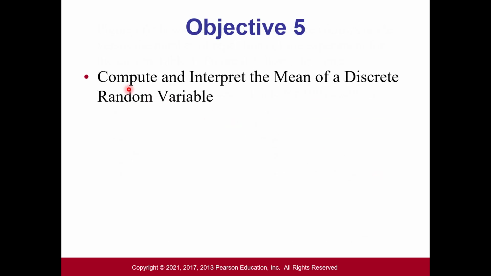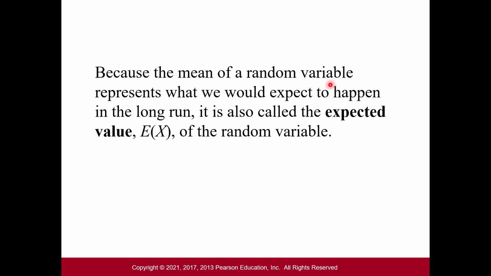So next objective: let's compute and interpret the mean of a discrete random variable. Because the mean of a random variable represents what we would expect to happen in the long run, if we keep repeating an experiment, it's also called the expected value, and we denote it E of x. So the mean is also called the expected value in this situation.